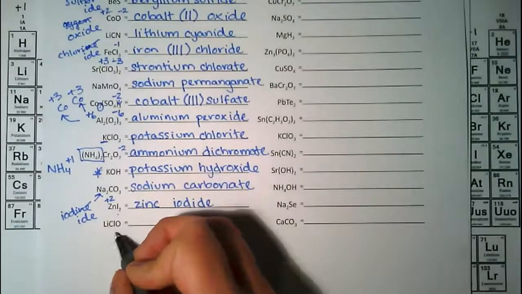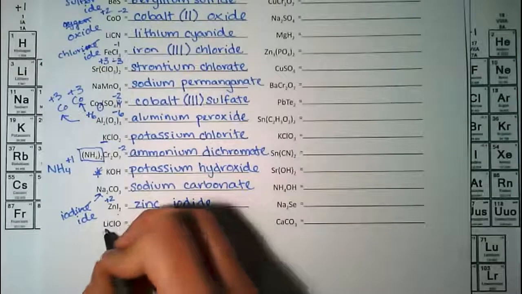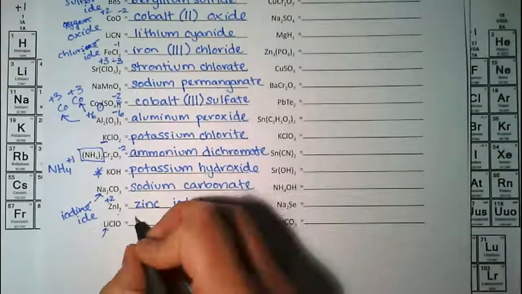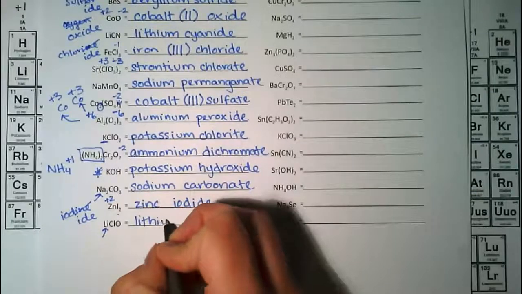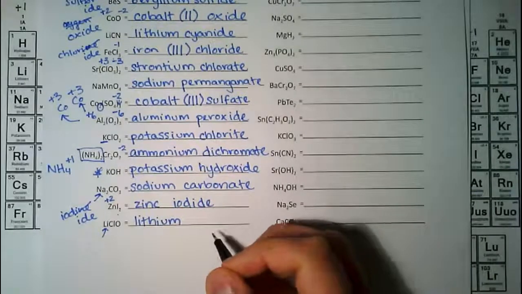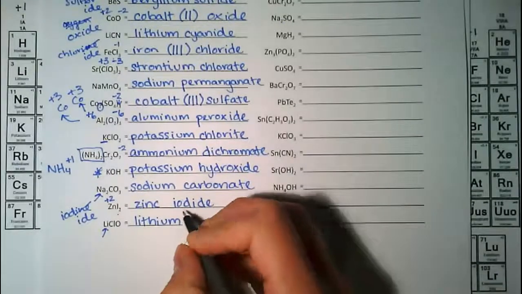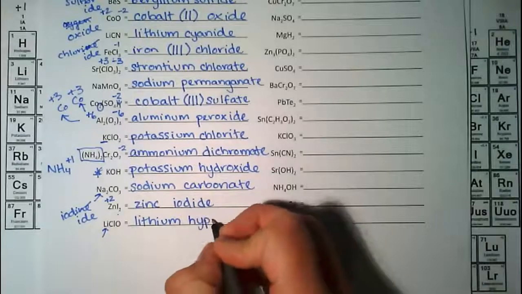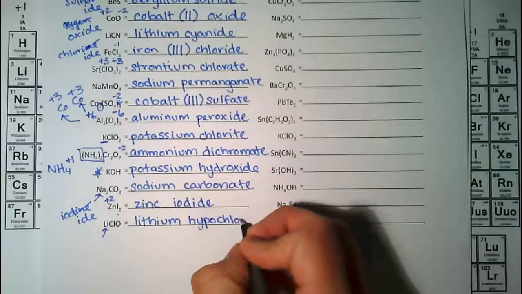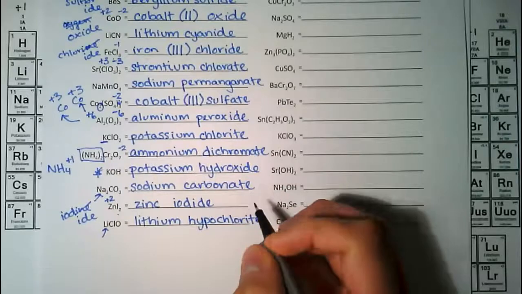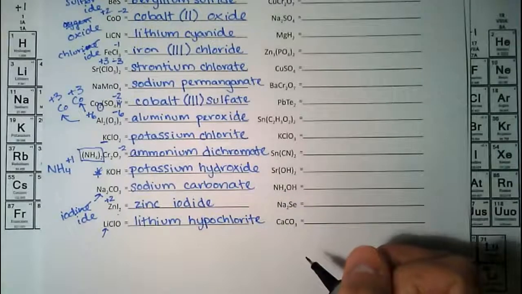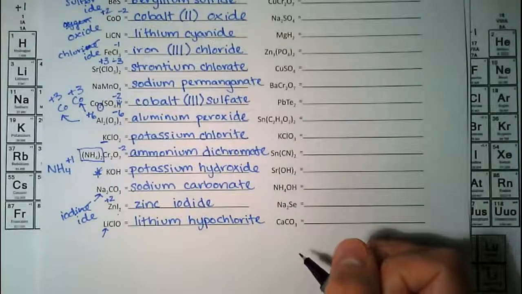Next I have LiClO. Lithium is a main group metal, so I'm just going to write lithium. No Roman numeral needed. And then ClO is the hypochlorite ion. So lithium hypochlorite. Lithium hypochlorite.